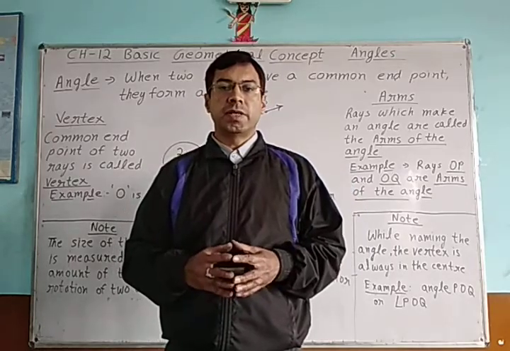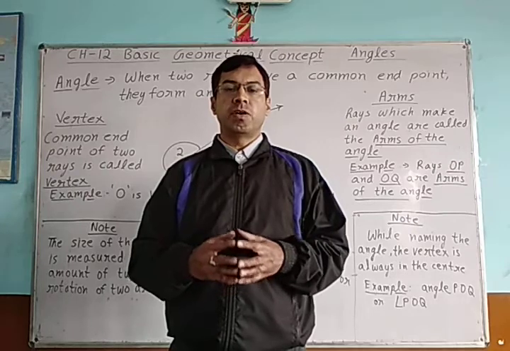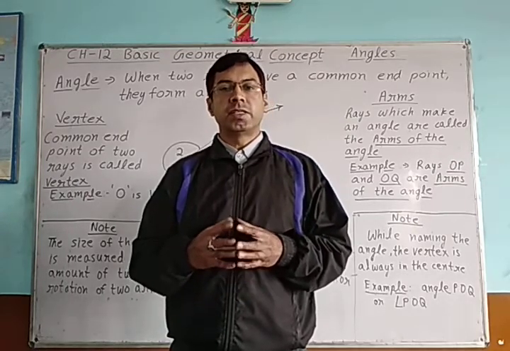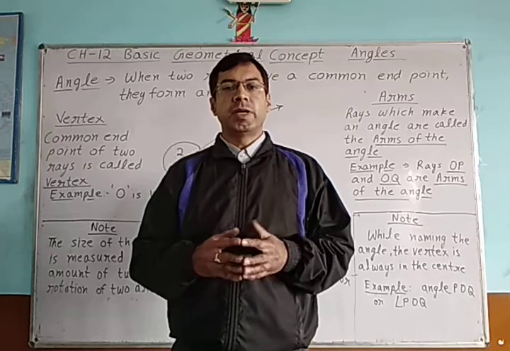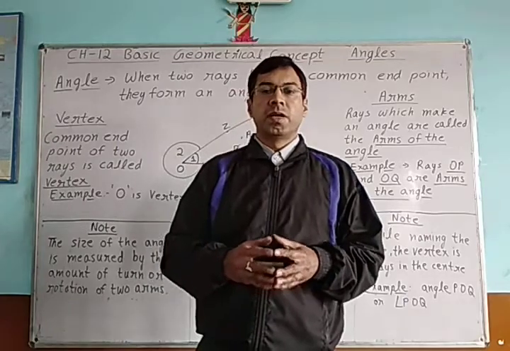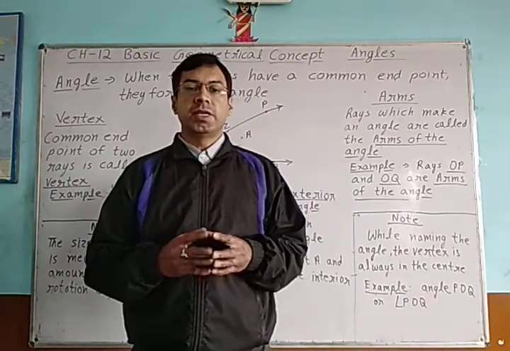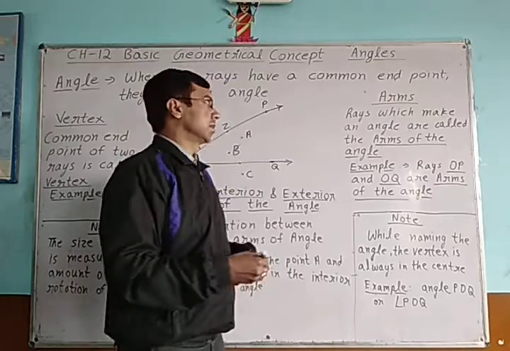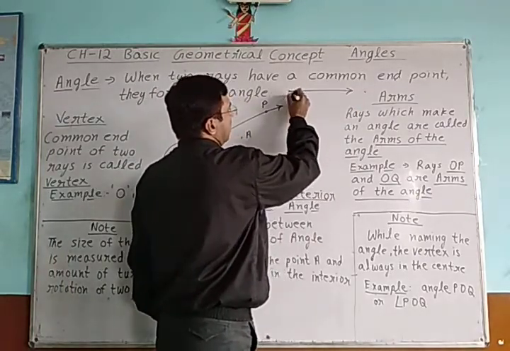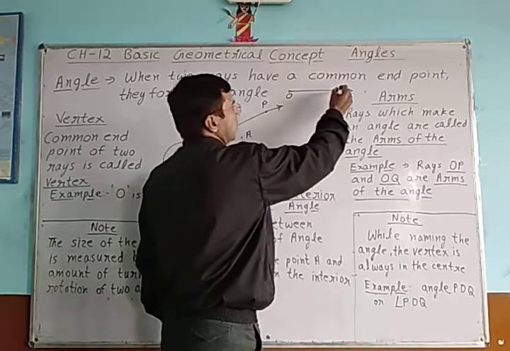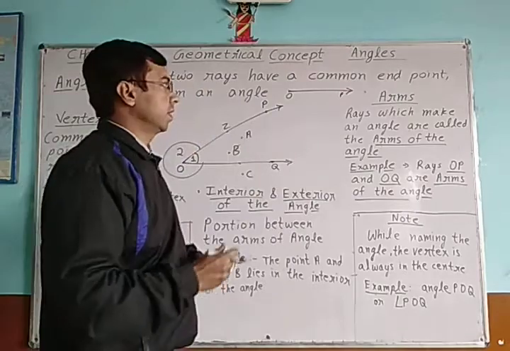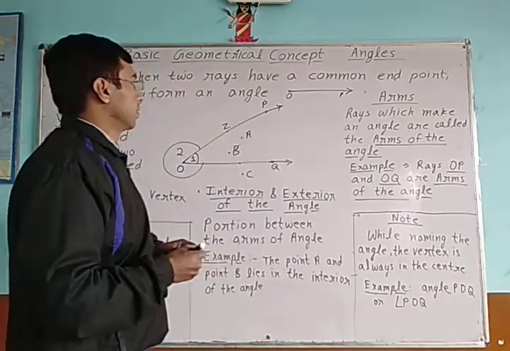Today in class 5 math I will explain angle in chapter 12, basic geometrical concept. Before starting angle, let's understand what is ray. I have explained ray in my previous video. What is ray? A ray does not have a definite length, it has one end point. So students, this is a ray. Ray has one end point. It does not have a definite length. We cannot measure it. Clear?